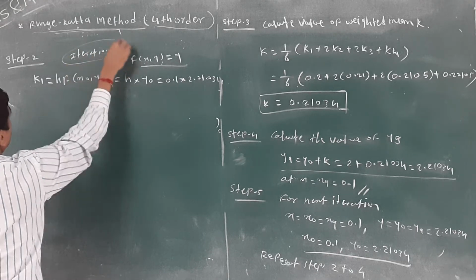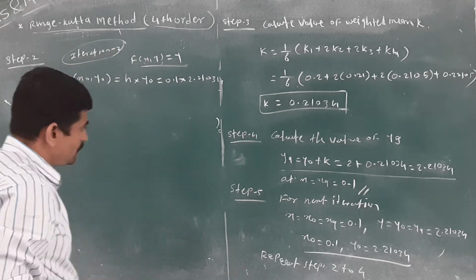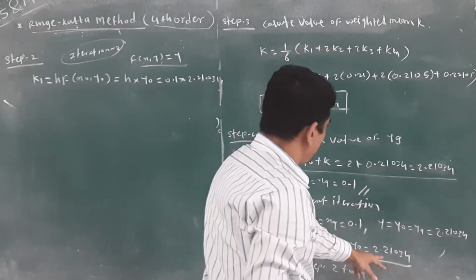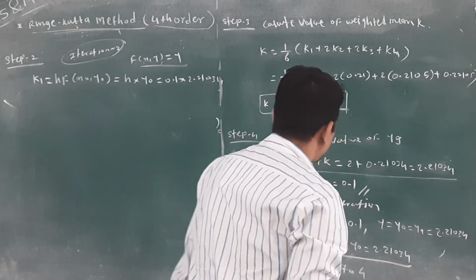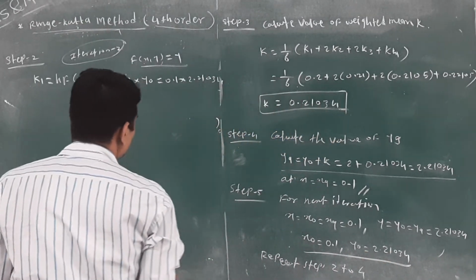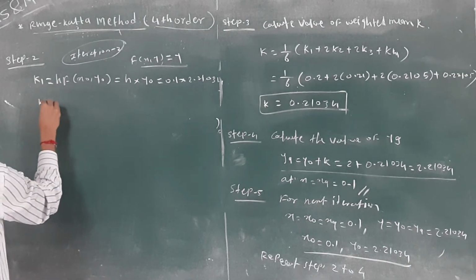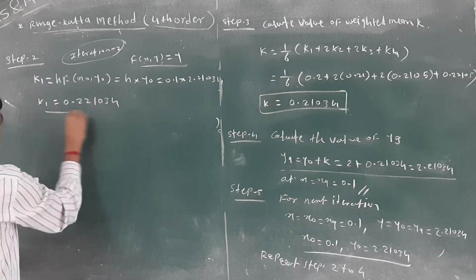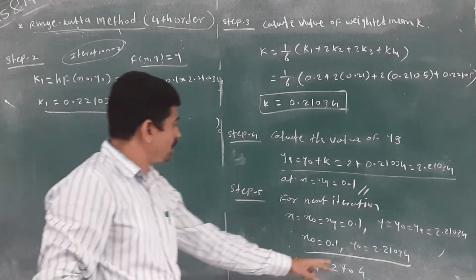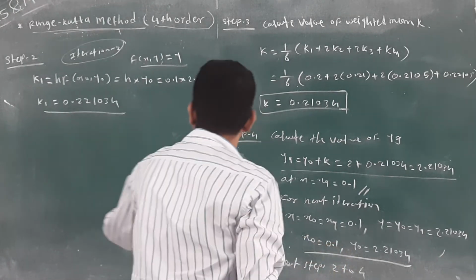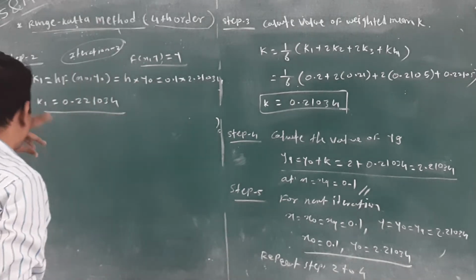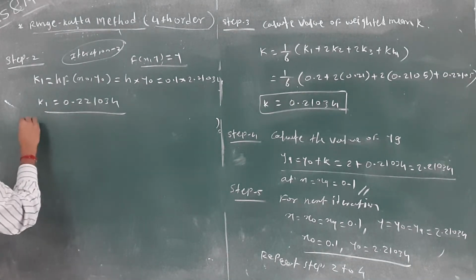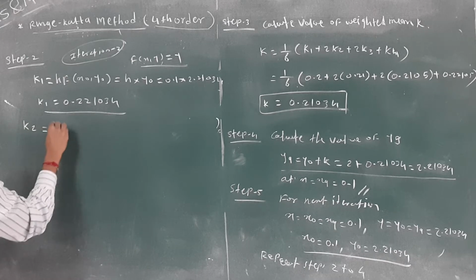Iteration number 2. Here check that 2.21034 is there. When you calculate, you will get k1 is equal to 0.221034. Check that, k1: when you put the y0, you will get 0.221034. Then K2, similarly you have to calculate the K2.